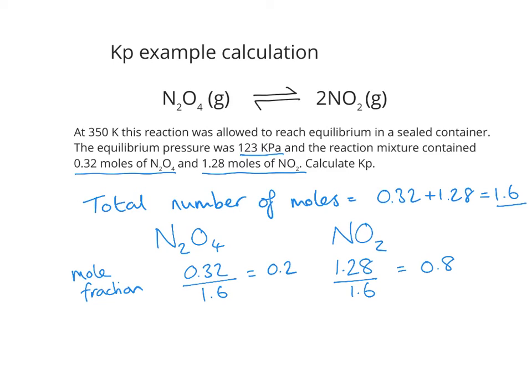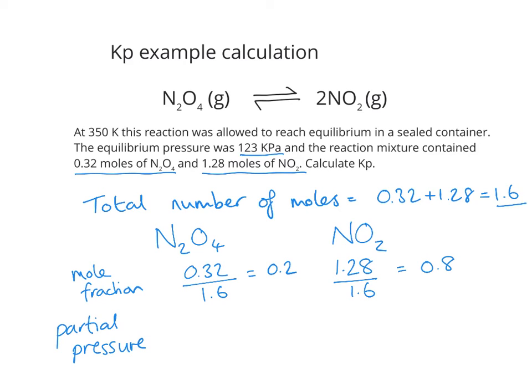If they ended up not being very neat, so sometimes your calculator is going to leave them in a fraction form, if they end up being very messy numbers, I wouldn't bother writing the number down. I would simply take it straight into my next calculation. And my next calculation is going to be working out partial pressures. This is the P in my Kp.